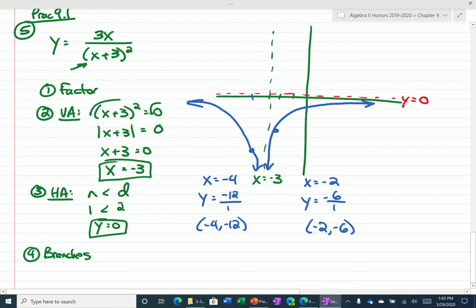All right, so let's take a look at the second day of rational functions.